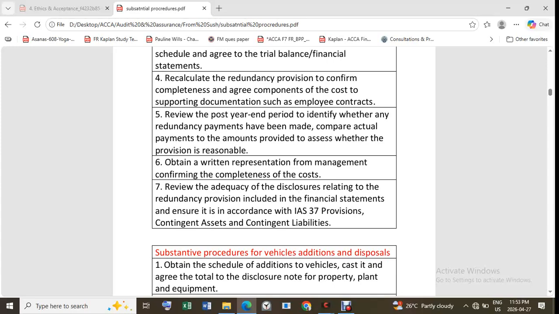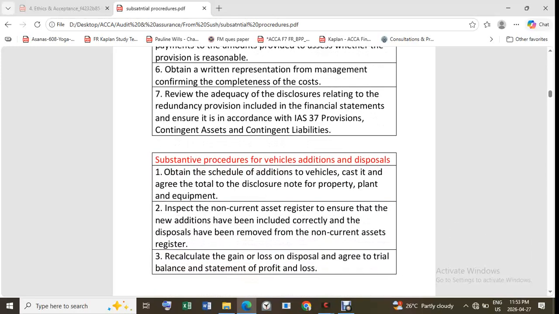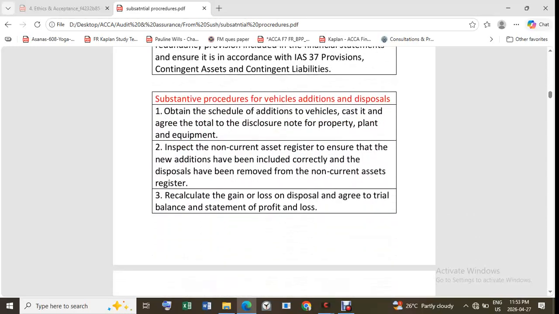post-year-end period to check whether any redundancy payment has been made or not. And the actual payment, we have to compare between the actual payment made and the provision, whether those two are reasonable or not. And we have to take management representation later regarding the completeness of the cost. And as per IAS 37, whether the disclosure made regarding the redundancy provision is adequate or not, we have to review that as well.